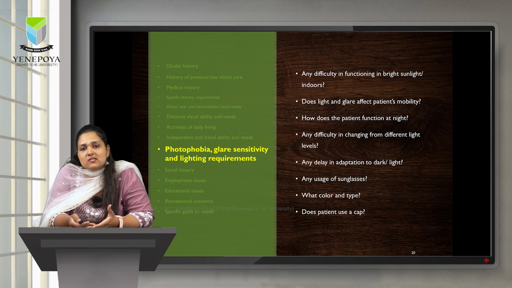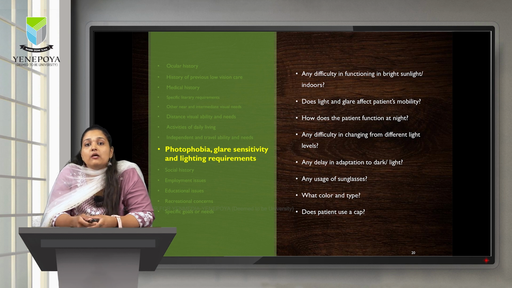So for such patients, sometimes I ask them to fix extra tube lights in their room, or always carry a torch with them, or keep a table lamp on their study table or the table they use in their room. Whether they have any difficulty changing between different light levels, for example from outside to inside when they enter, how they feel, whether they have pain in their eyes, or how they feel when the lighting conditions suddenly change.